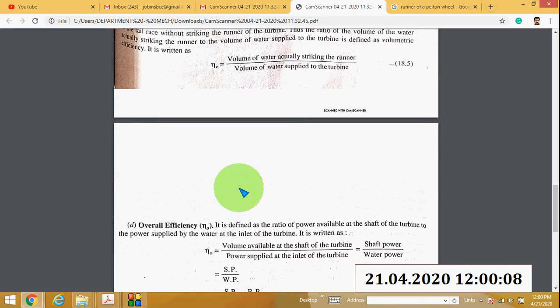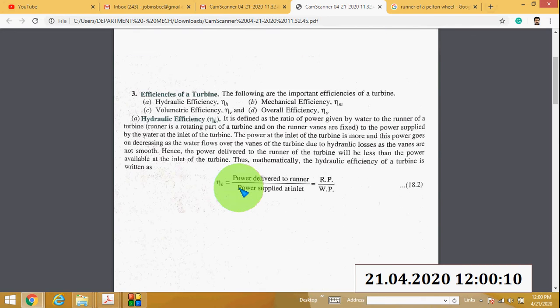So once again I will explain. There are 4 efficiencies related to a turbine. First one is hydraulic efficiency, second one is mechanical efficiency, third one is volumetric efficiency, and fourth one is overall efficiency. Hydraulic efficiency is the ratio of runner power divided by water power. We are supplying water at the inlet, so that is called water power.